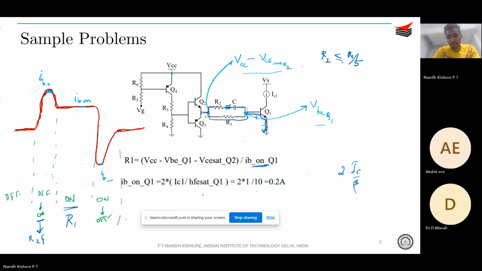So beta is HFE sat anyway. So 2 into IC is given in the problem as 1 ampere and beta is also given as 10. So you get 0.2 amperes. Correct. So this is your IB on. So you just plug it in over here, you get what is R1.